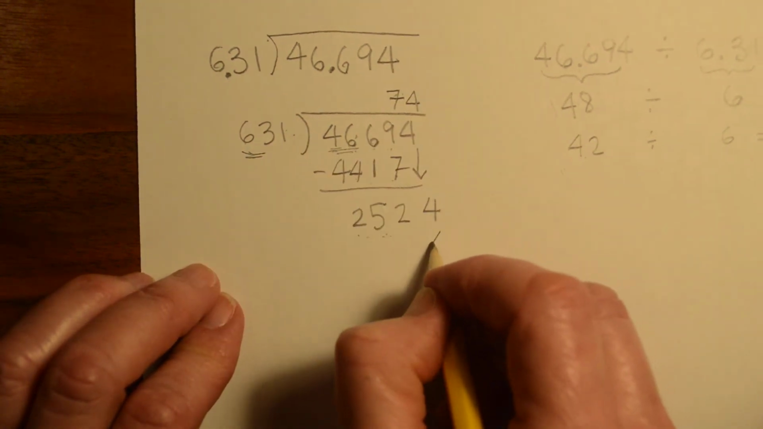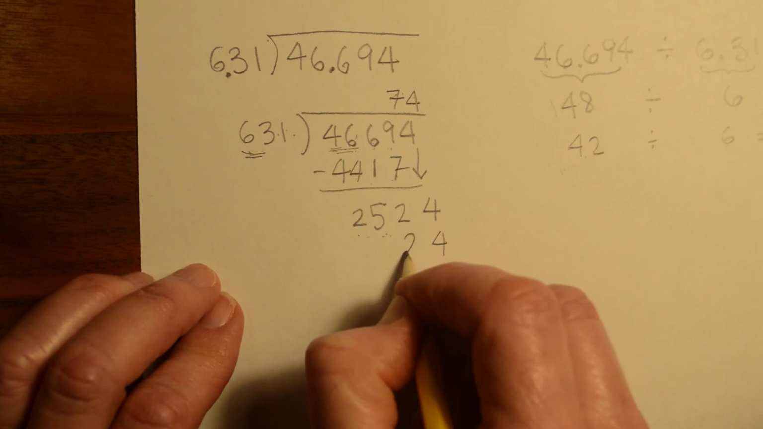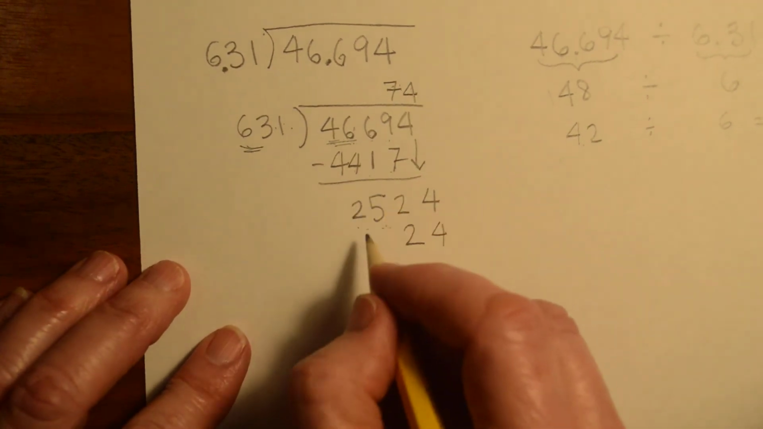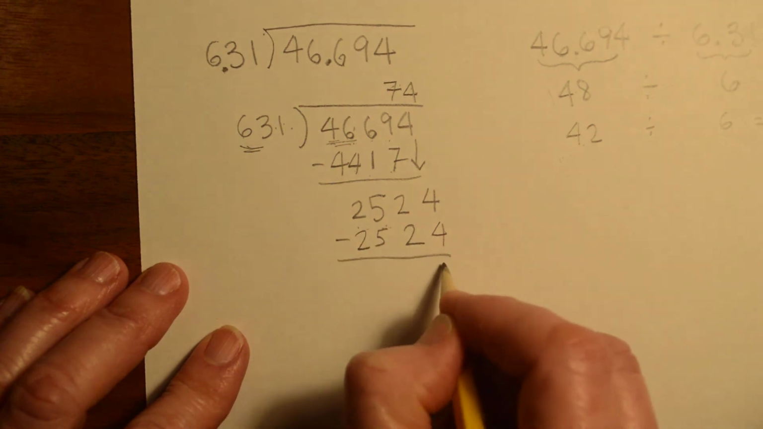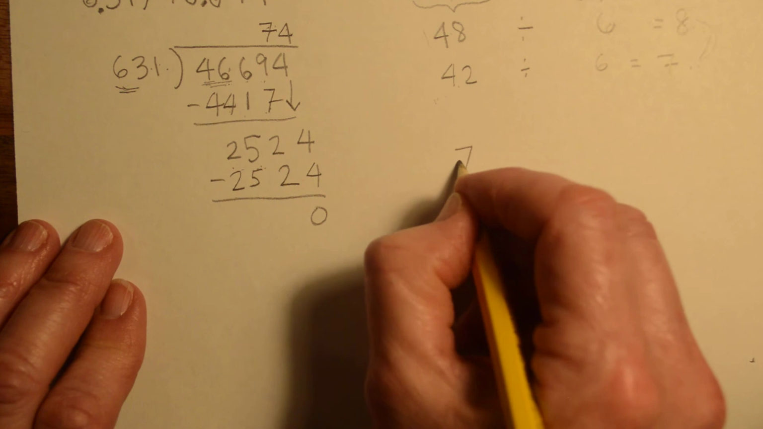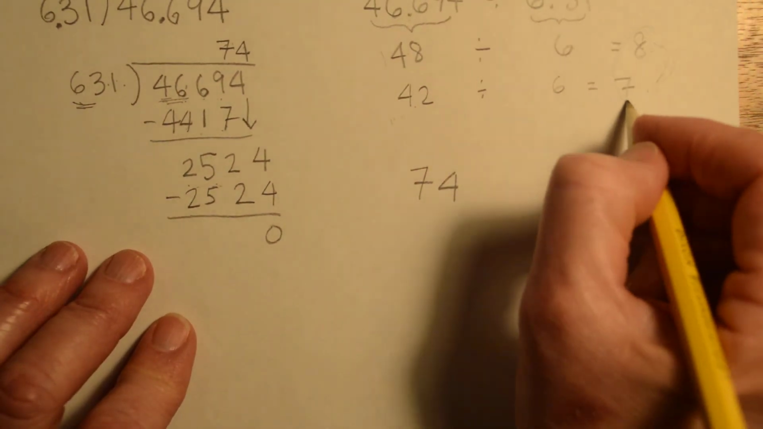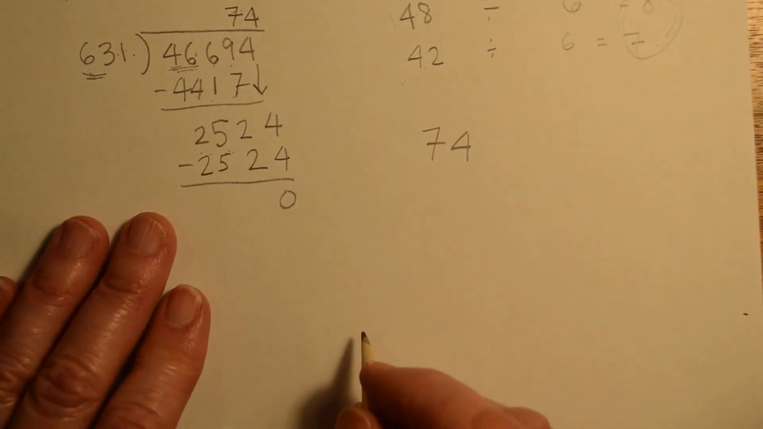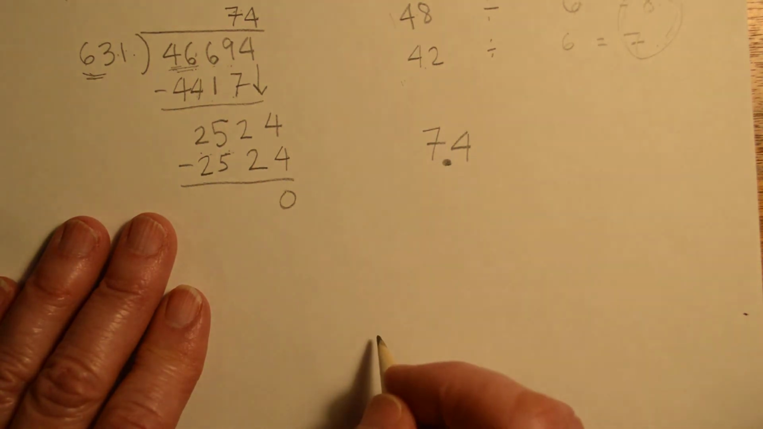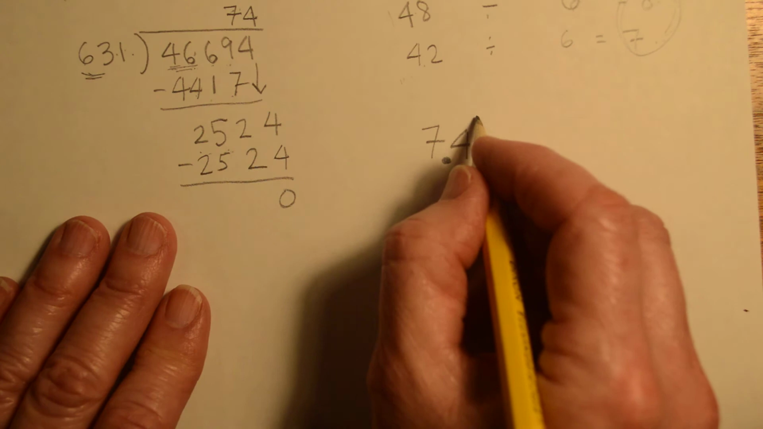4 times 1 is 4. 4 times 3 is 12. Put down the 2, carry the 1. 4 times 6 is 24, plus the 1 I carried is 25. Right? So the answer that we get, ignoring the decimals, is 74. Our estimate is that it's got to be somewhere between 7 and 8. All right, so if we put the decimal right there, that gives us a number that's between 7 and 8, and that is our answer.